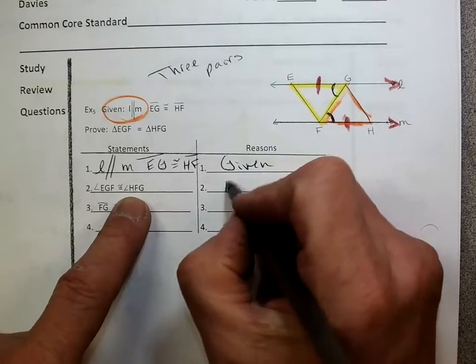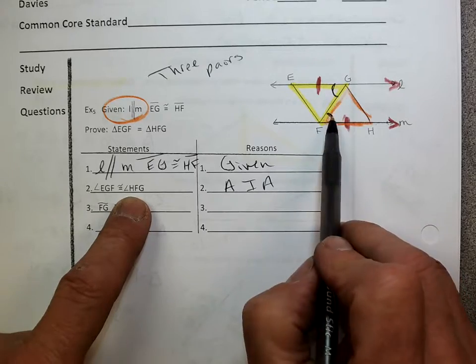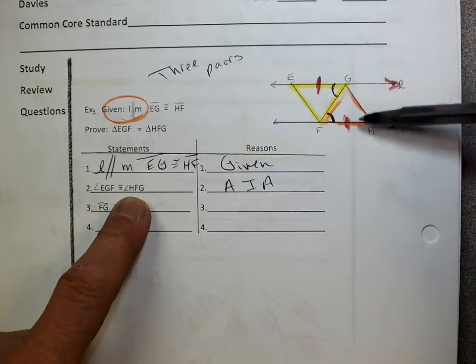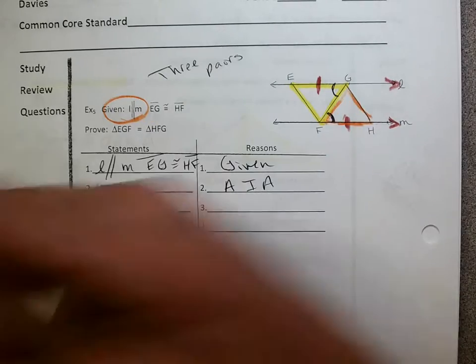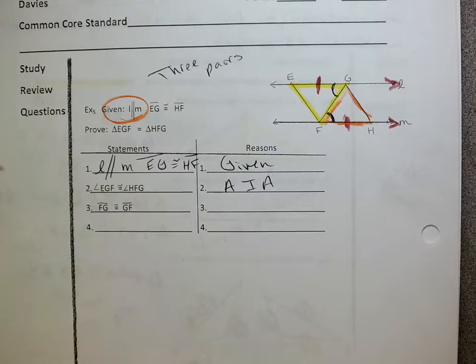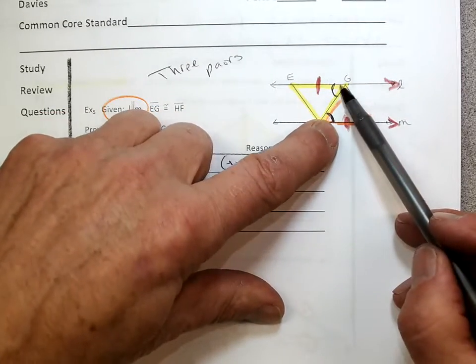Alternate. It's alternate interior angles. It's alternate because one's on one side and one's on the other. They alternate, and they're both on the inside. Does that make sense? Alternate, one's on one side, one's on the other side, and they're both on the inside of the parallel lines. Good. So now I've got 2 things. I've got a side to a side and an angle to an angle. I've got 2 pairs of things.